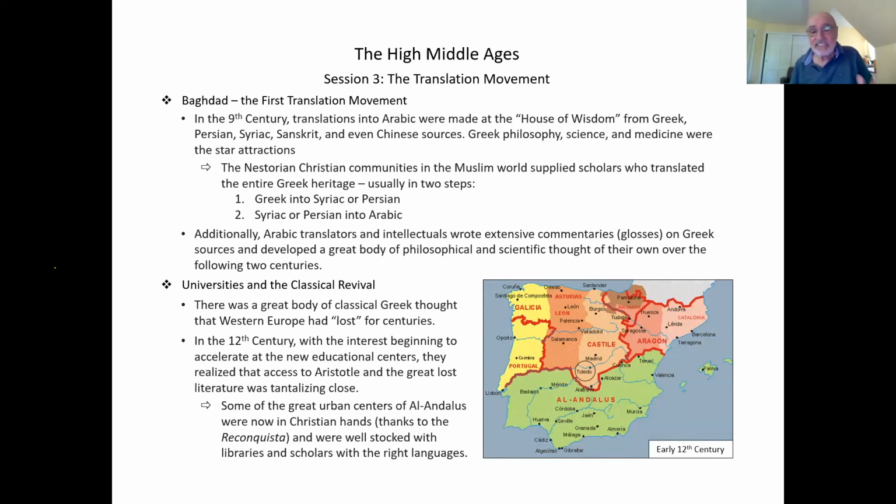It was tantalizingly close. If you were in France, if you were in Italy, you could come down through Catalonia or Aragon or Castile. You could cross the Pyrenees through the passes, and you could come south, and they came in droves to Toledo and then later to Seville, as we will see. Some of the great centers of Al-Andalus were now in Christian hands, thanks to the Reconquista, and were well stocked with libraries and scholars, more importantly than the libraries, scholars who had the right languages.